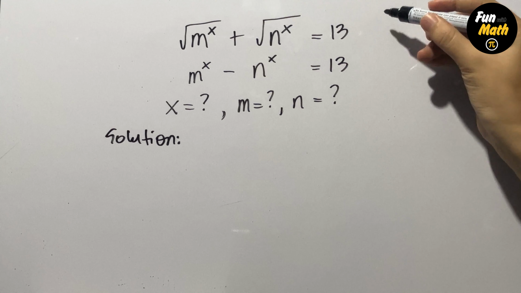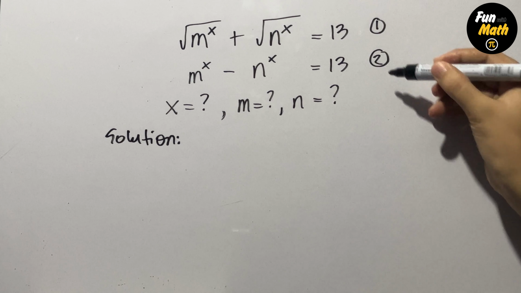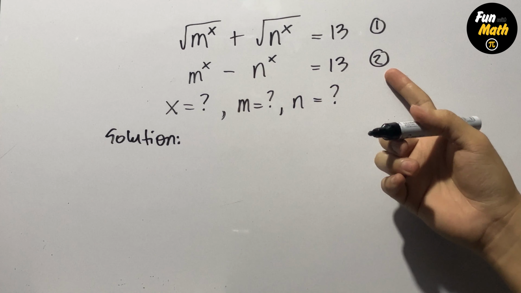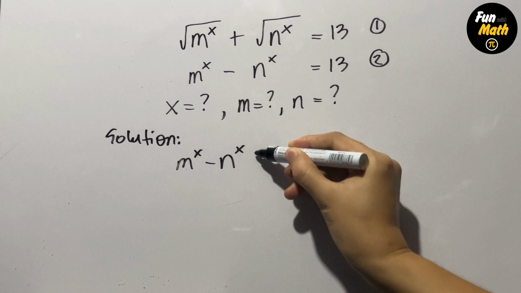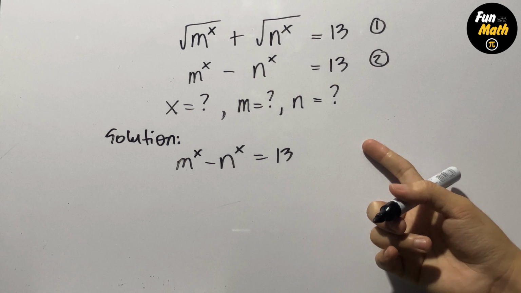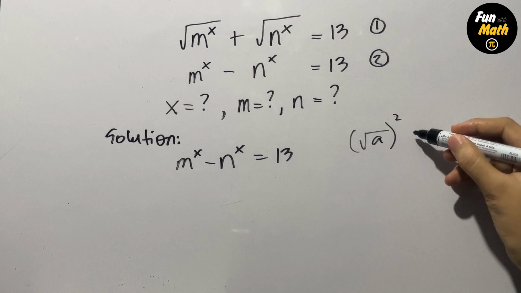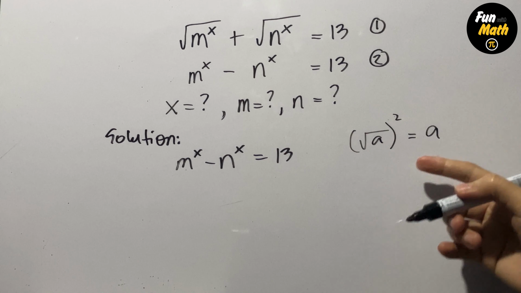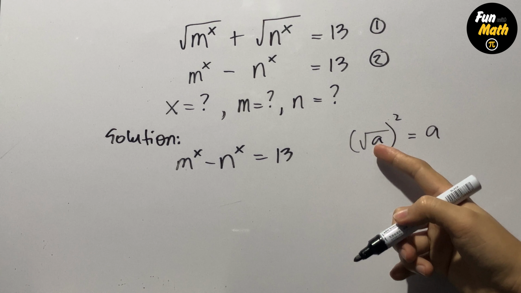By the way, this is our first equation and this is our second equation. Now, let's bring down our second equation: m to the power of x minus n to the power of x is equal to 13. Next, let's follow this power rule. We have square root of a whole to the power of 2, that is also equal to a, because the square and the radical can be cancelled. So the remaining is a.